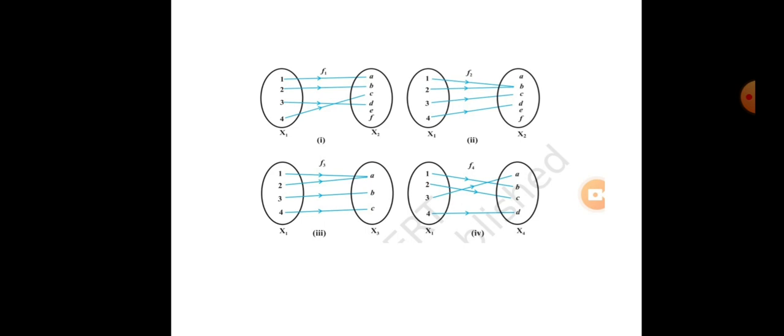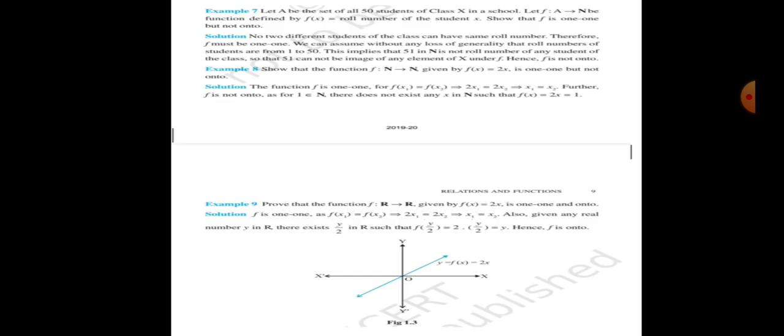So you can check for F3 and F4 also, whether they are 1-1 and onto or not. So here is an example for you which you can try. This is the criteria to prove some functions to be 1-1 and onto.